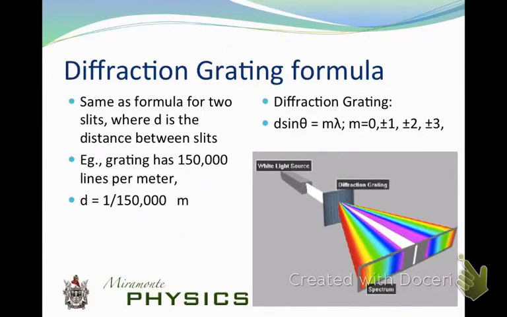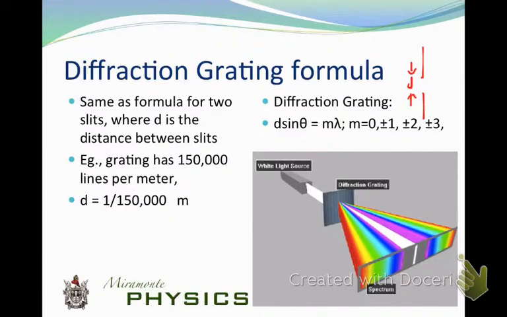So d sine theta equals m lambda. The d in this case is not the distance between the slits, but the width of the opening. So if you have an opening here, then d represents the width of that opening. So d has a different meaning than it did with the two-slit interference. d was the distance between the slits for interference, but for diffraction, it's the opening width. And you're going to get these same ideas of bright spots and dark spots. m equals 0 is the highest maximum order in the middle, and then you can go above and below.